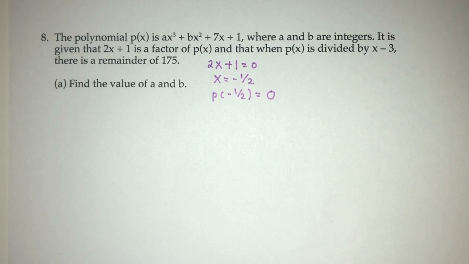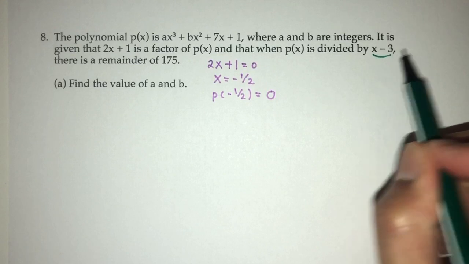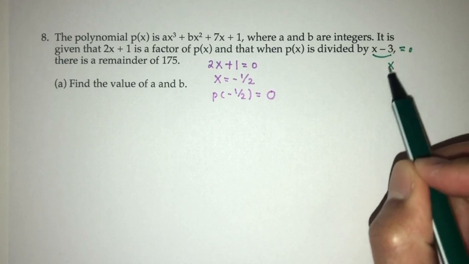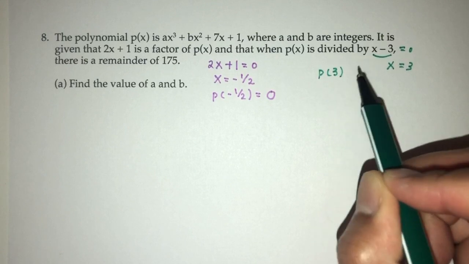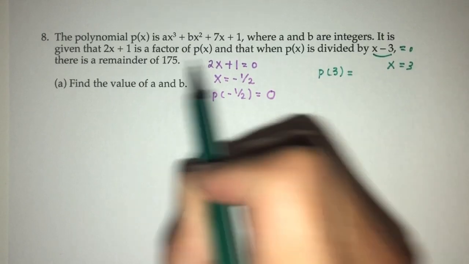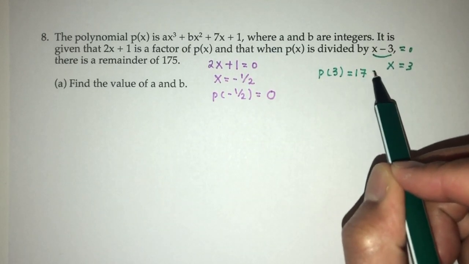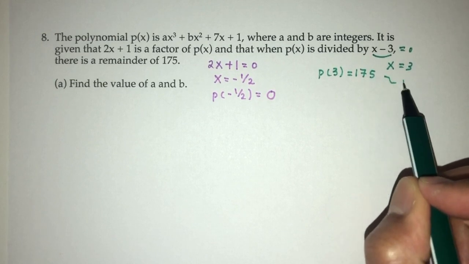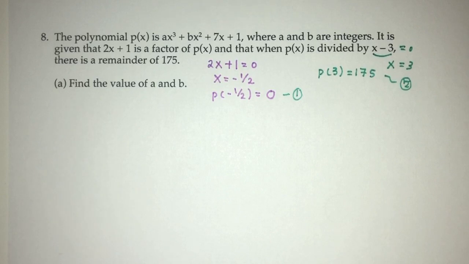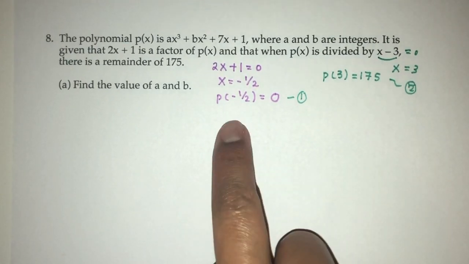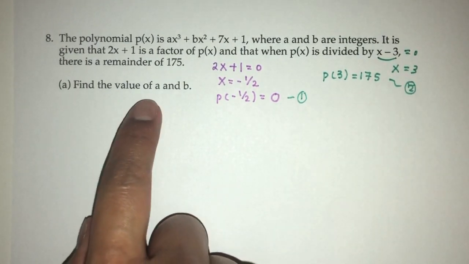Now, continue. When p of x is divided by x minus 3, so now, what is the value of x? X will be 3. So plug in the value of 3 into p of x. That will give you the remainder of 175. So that is the other equation I can derive from that. Number 1 and number 2. So one by one, let's try to solve them. So using these two equations, find the value of a and b.